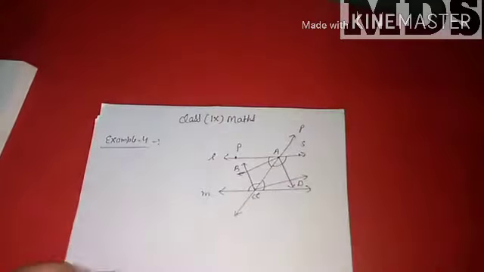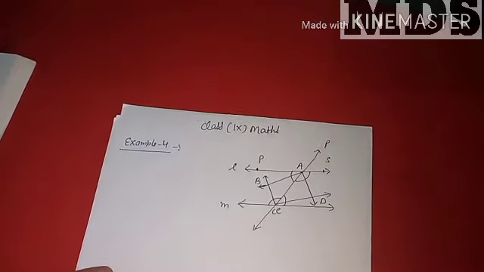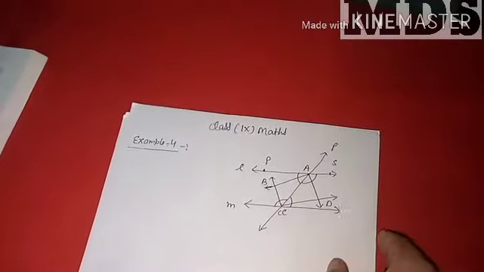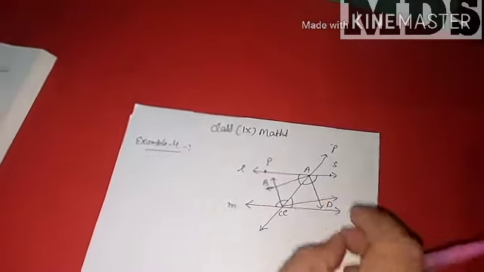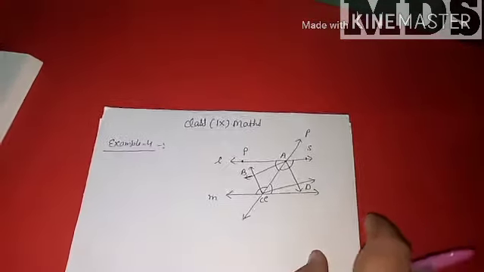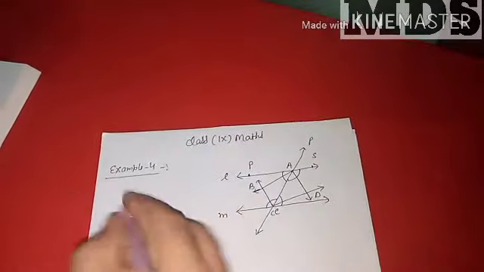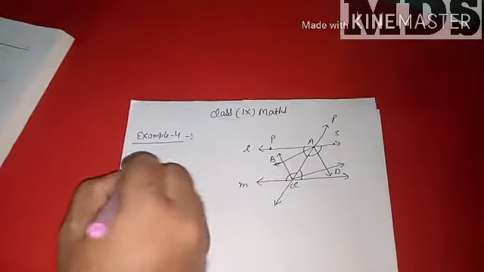And you have to prove. What do you have to prove? Show that the quadrilateral formed by the bisectors of the interior angles is a rectangle. You have to prove this is a rectangle. So first we can prove it is a parallelogram, and then we can prove one of its angles is 90 degrees. So you know, if in a parallelogram one angle is 90 degrees, then what is that? Rectangle.